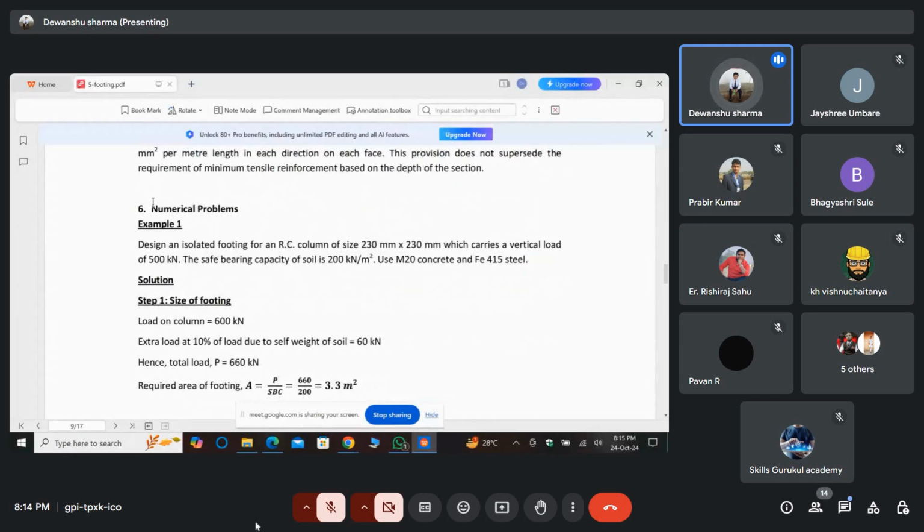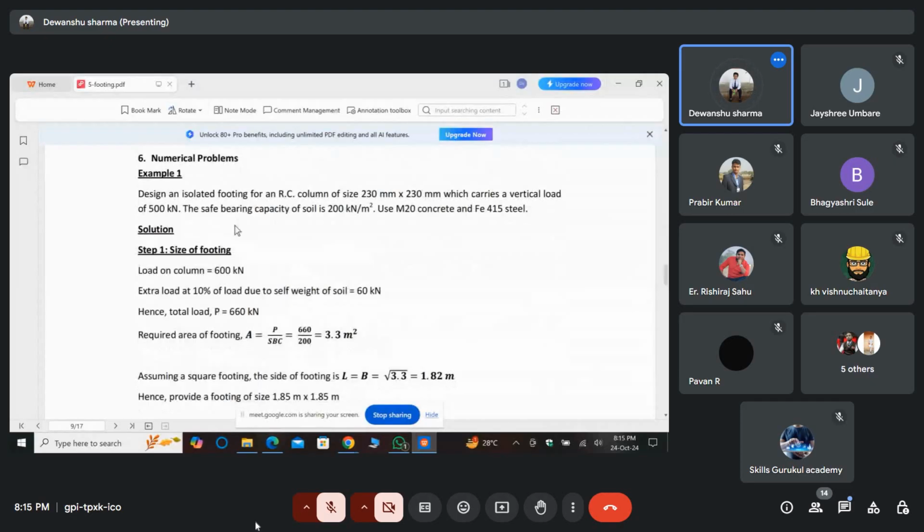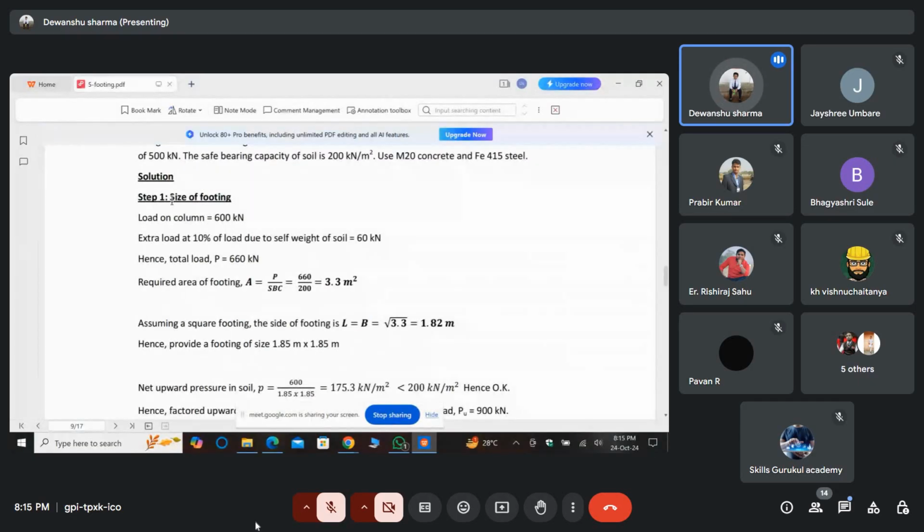So here is one numerical problem. For example, if we have to design an isolated footing for an RC column of size 230 mm by 230 mm, which carries a vertical load of 600 kilonewton. The safe bearing capacity of soil, that is SBC, is 200 kN per meter square, and we have to use M20 and steel of grade 415. So first of all, we have to calculate the size of footing.